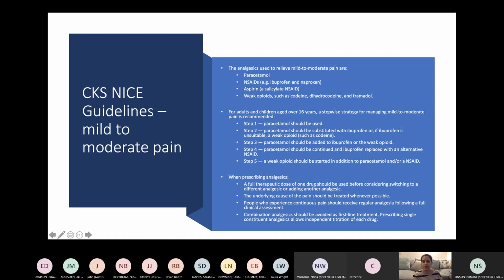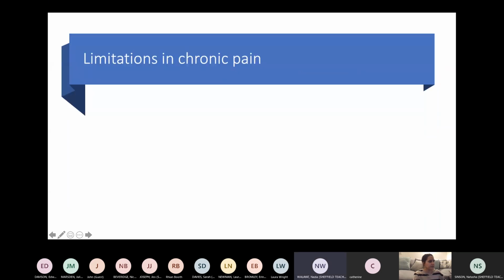that's going to decide potentially what agent you're going to use. And then also doing a full clinical assessment of that patient, and always reviewing essentially what you're prescribing.